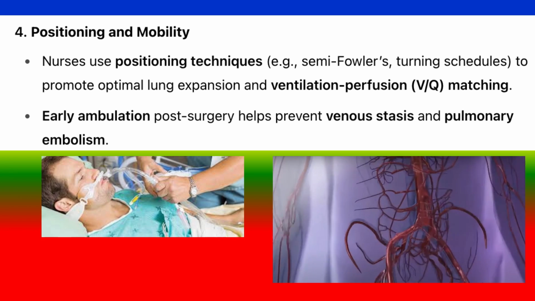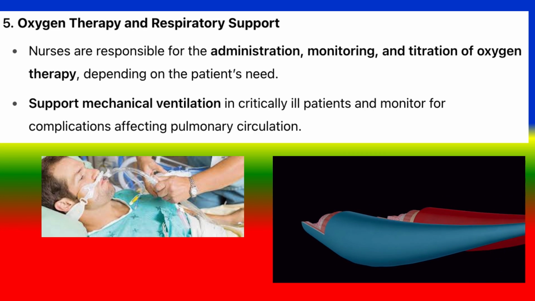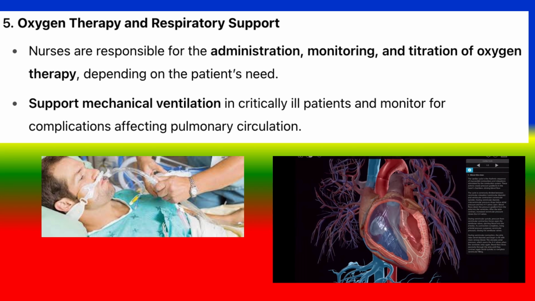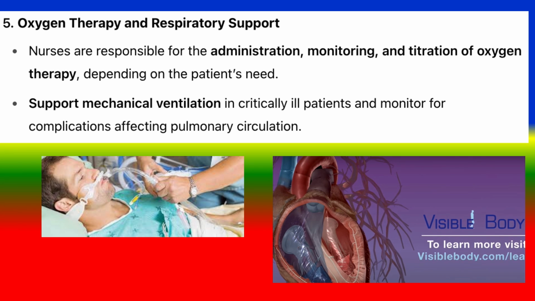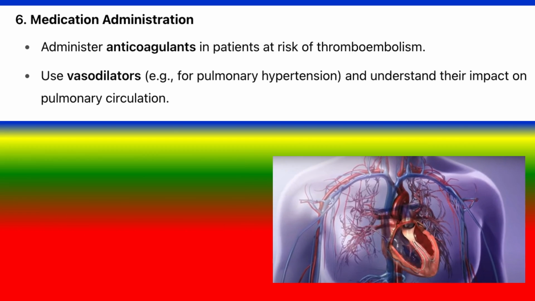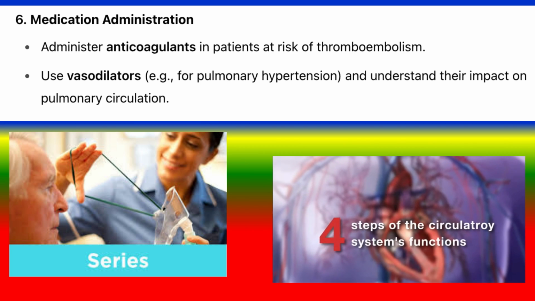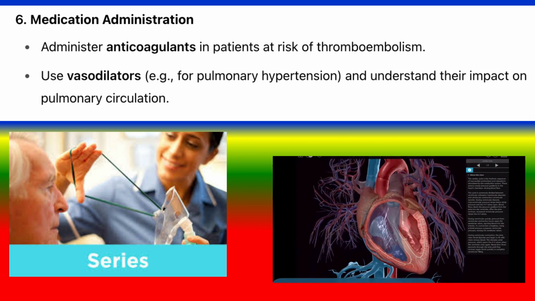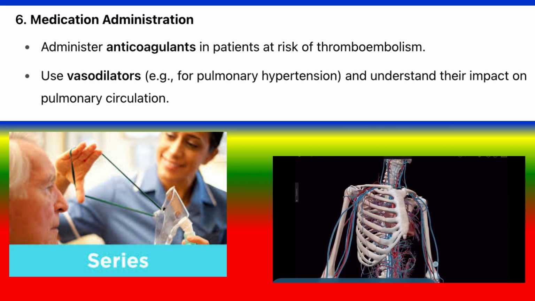5. Oxygen therapy and respiratory support. Nurses are responsible for the administration, monitoring, and titration of oxygen therapy, depending on the patient's need. Support mechanical ventilation in critically ill patients, and monitor for complications affecting pulmonary circulation. 6. Medication administration. Administer anticoagulants in patients at risk of thromboembolism. Use vasodilators, e.g., for pulmonary hypertension, and understand their impact on pulmonary circulation.